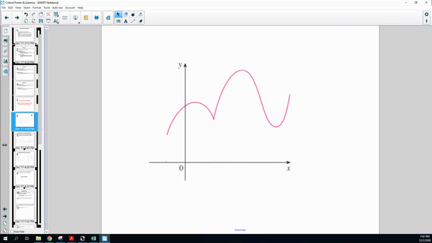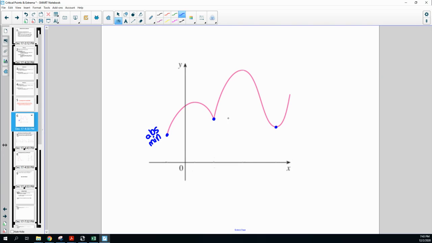So here we have just some random graph, and we're going to identify the absolute and local maximums and minimums. Looking at this graph, we can see my low points: there's a lowish point over here, I'm going to do this in blue, a lowish point over here, and a lowish point over here. Looking at all of my possible low points, the lowest of all of those is the one on the left. So this would be, I'm just going to put abs min. That would be an absolute minimum because that is the lowest out of my entire graph.